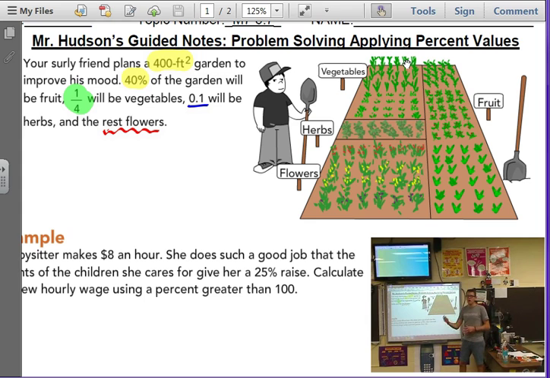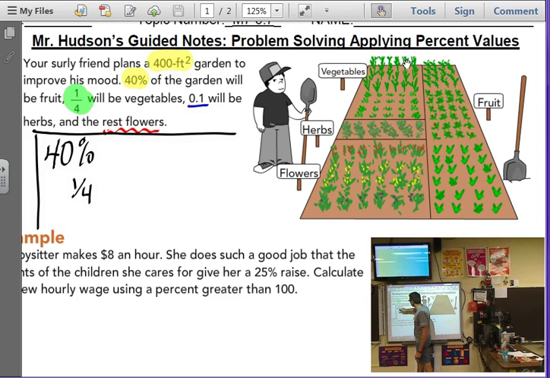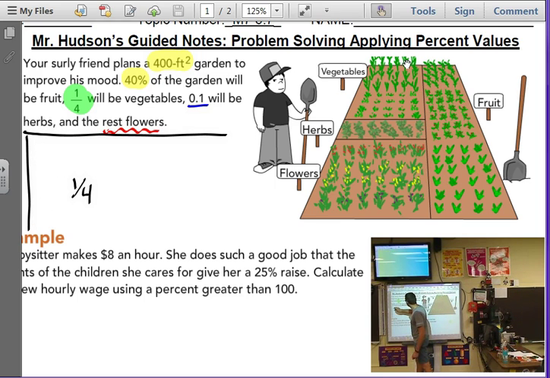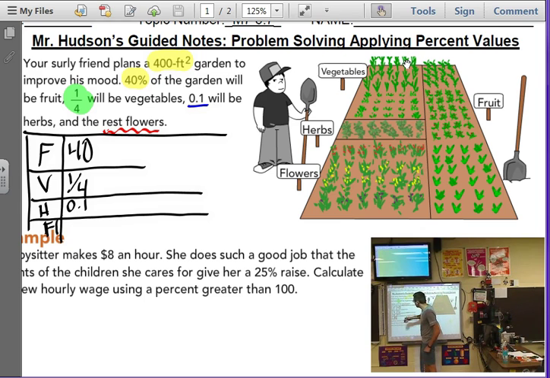So we want to talk about these things in one common form. So we've got percent, fraction, and decimal. So let's just go ahead and make ourselves a little table, and we'll try to structure everything we have here. So we've got 40%, and then 1/4. Actually, I'm going to shift these over and say, this is fruit, will be our 40%, and vegetables will be our 1/4, and herbs will be 1/10, and flowers, say FL for that, will be whatever's left over.